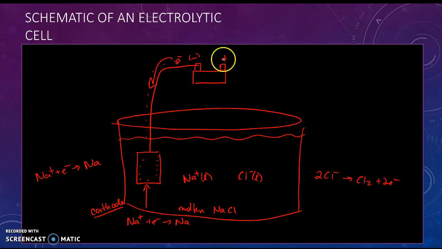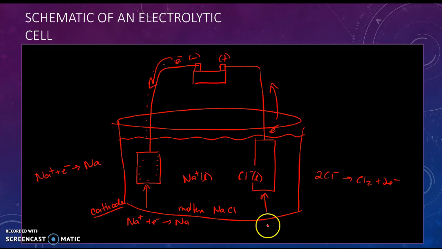And then my positive will be hooked up over here to some other electrode. This one's going to take electrons from it. And so on this side, I'm going to force this reaction to go: two chlorides go to form chlorine gas plus two electrons. Sorry, this is my anode, so this is where my oxidation is occurring. I need to put energy into it. I need to shove electrons onto the sodium, and I need to rip electrons away from these chloride ions.